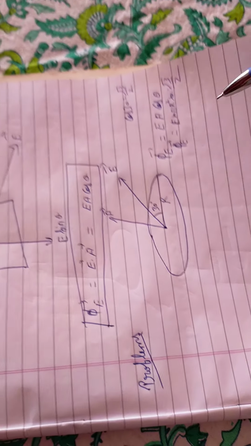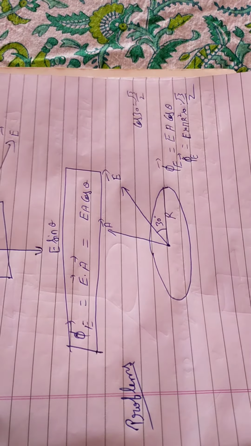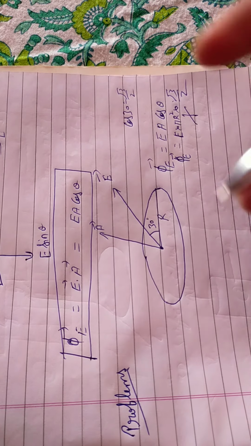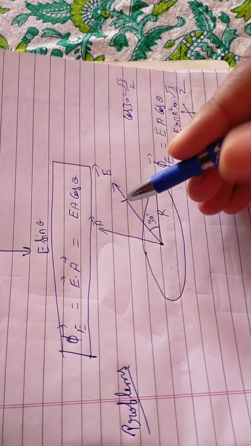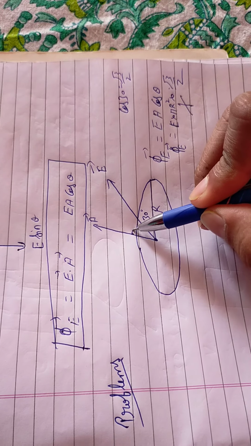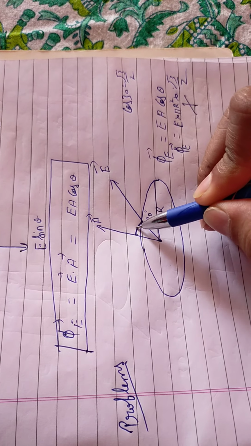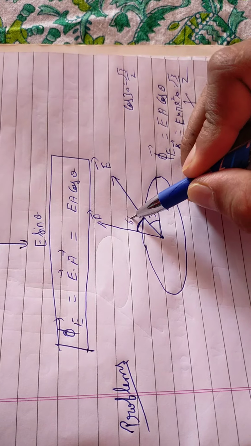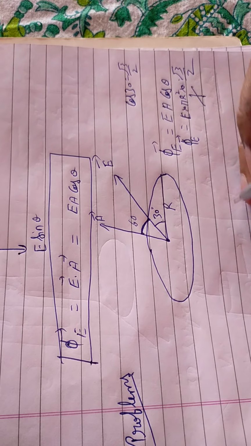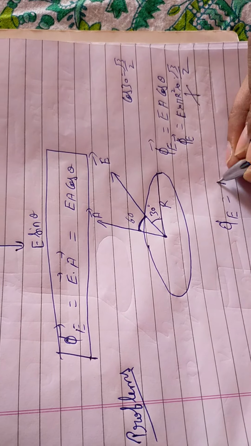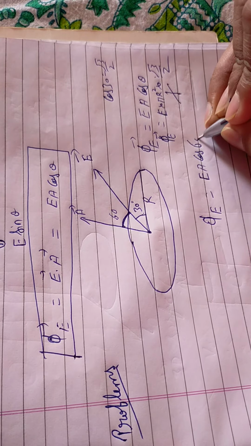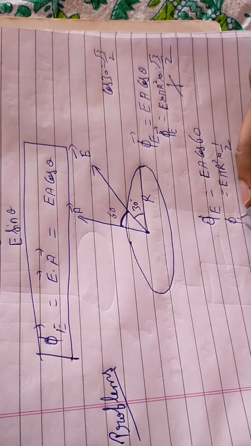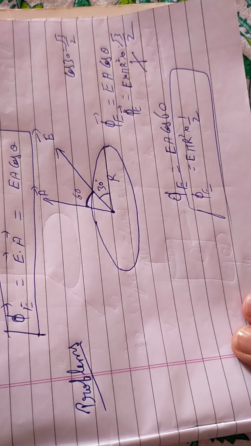So this is your answer. If you know the electric field and the radius, you can solve it, but this was wrong. Why? Because theta always depends on the angle between the area vector and the electric field, so here your theta will equal 60, that is 30 plus 30. So electric flux will equal E A cos 60, means E pi r square into 1 by 2. That is your answer.